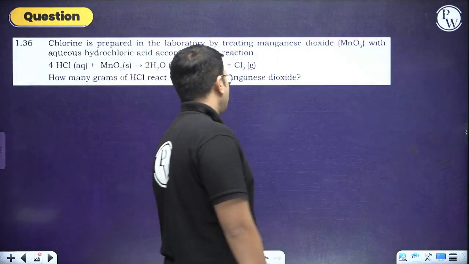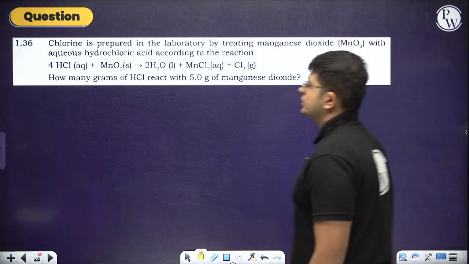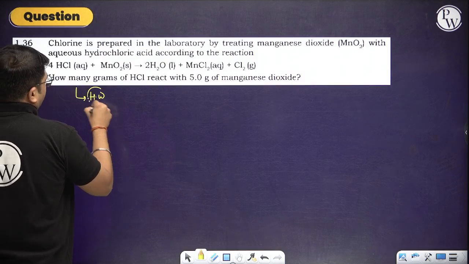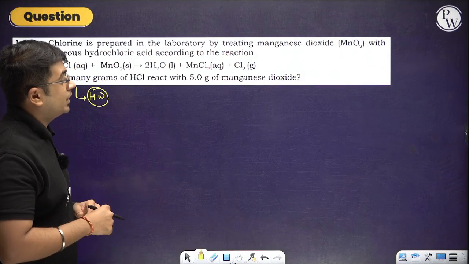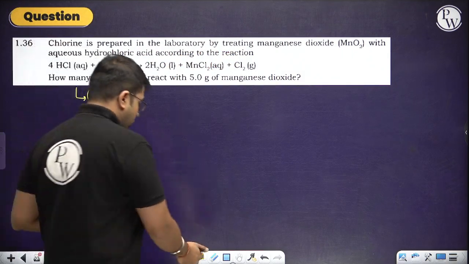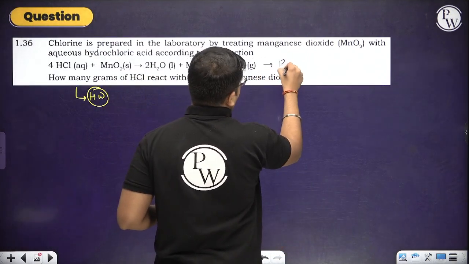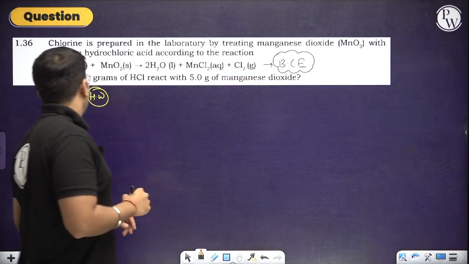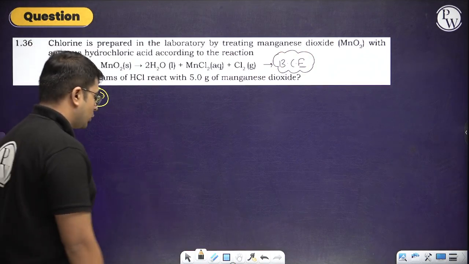This question is from NCERT itself, same type of question basically. So I am giving this question as your homework, so you can do it by yourself. Question says chlorine is prepared in the laboratory by treating manganese dioxide, MnO2, with aqueous hydrochloric acid according to the reaction. This is the balanced chemical equation already given to us. Now how many grams of HCl react with 5 gram of manganese dioxide?